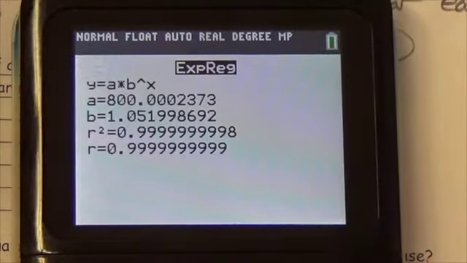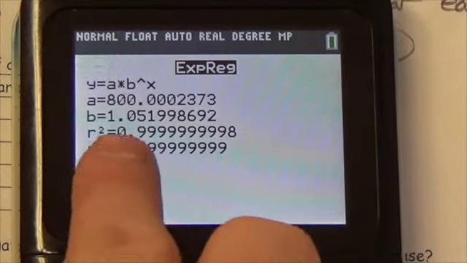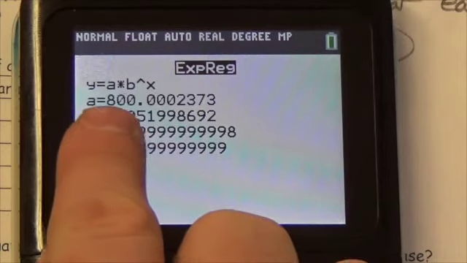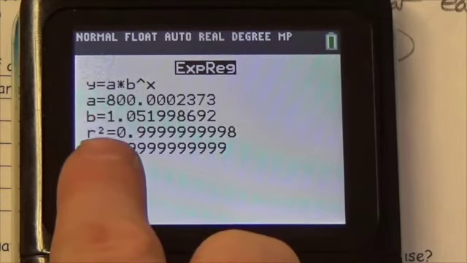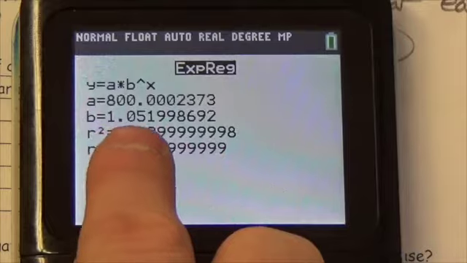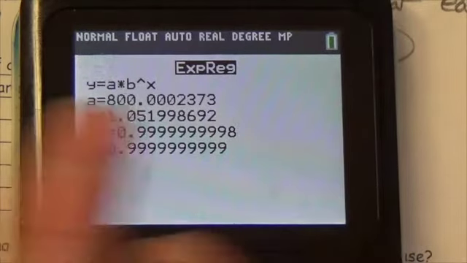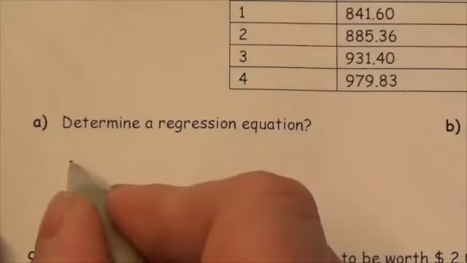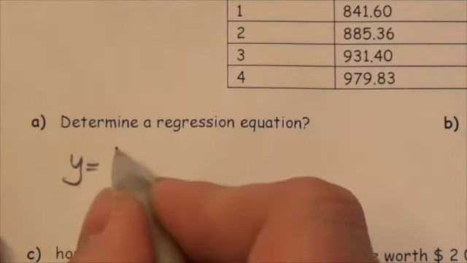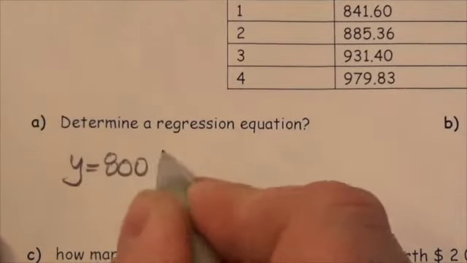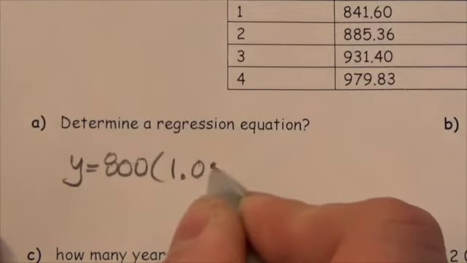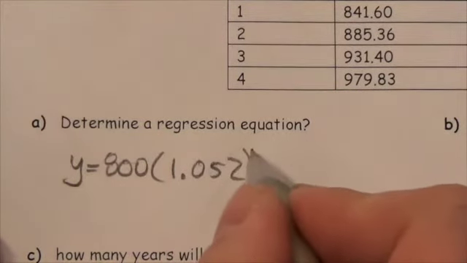Now, take a quick look at this. It seems pretty clear that I should be rounding. This should be 800 times 1.052. Okay, so let's enter this down here. My regression equation is going to be y equals 800 times 1.052 to the x.